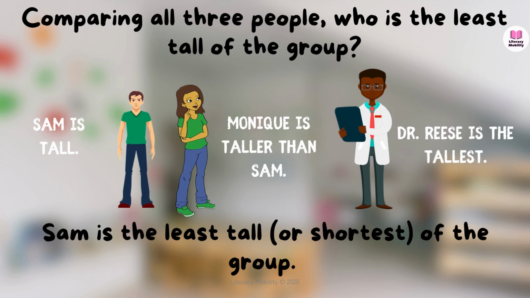Comparing all three people, who is the least tall of the group? Sam is tall. Monique is taller than Sam. Dr. Reese is the tallest. Sam is the least tall or shortest of the group.